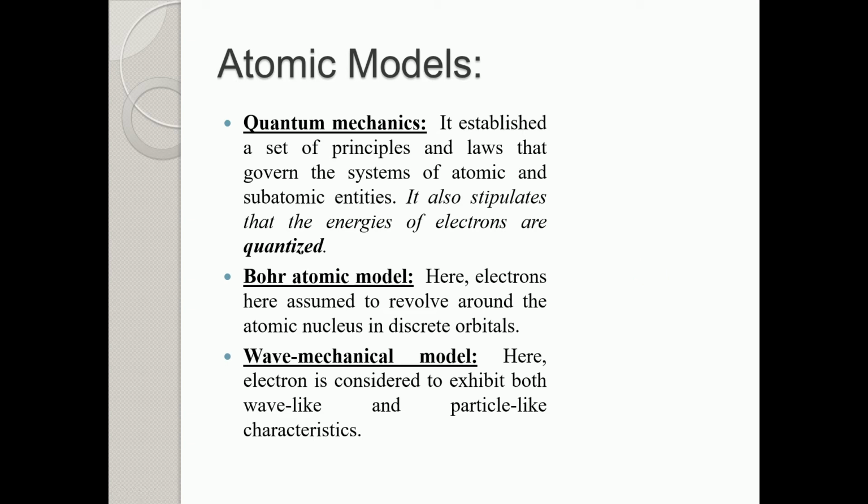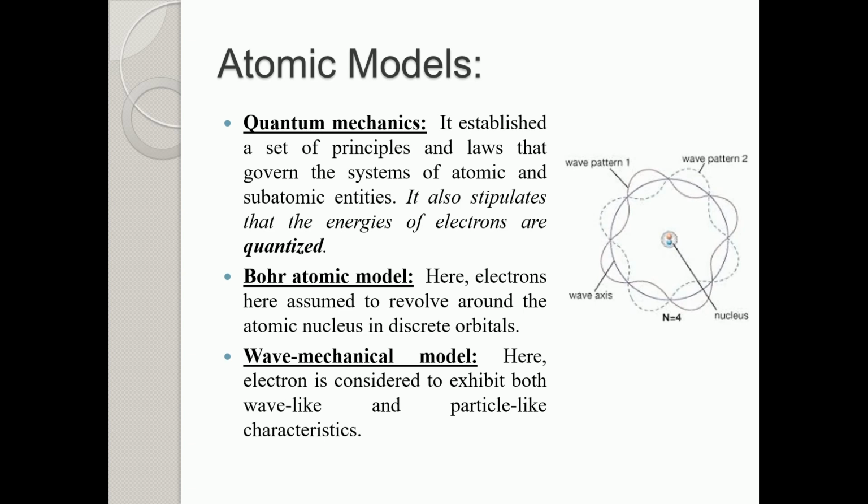Then the wave mechanical model, the latest one. In this model we consider the electron to exhibit both wave-like and particle-like characteristics. So electrons can behave like waves as well as like particles. As we can see in this diagram, we are showing two different wave patterns. The first pattern is shown with a bold curve, and another wave pattern is shown with dotted. Then we have some nucleus present inside, and this is your wave axis.